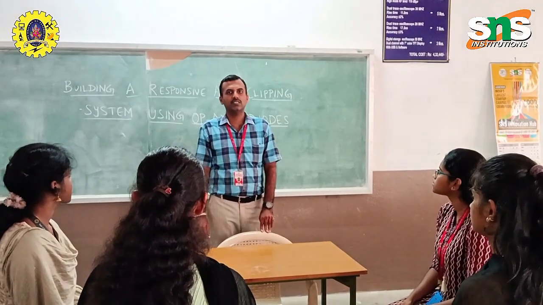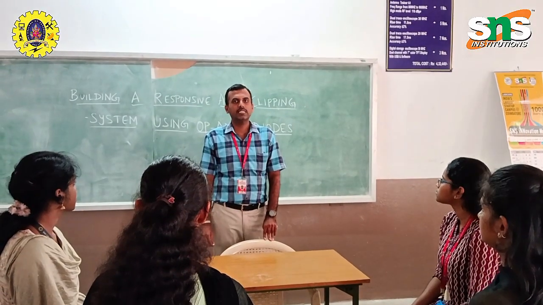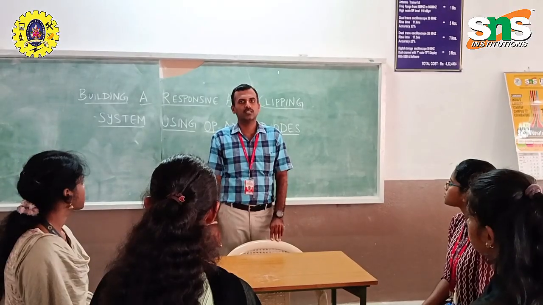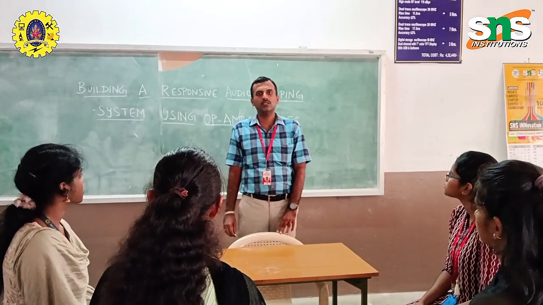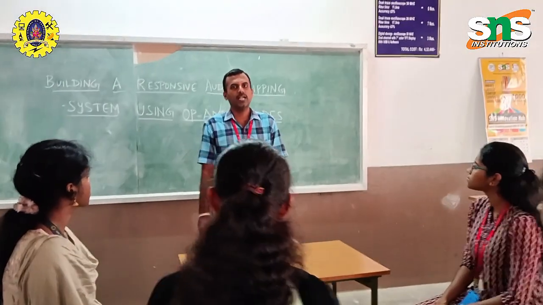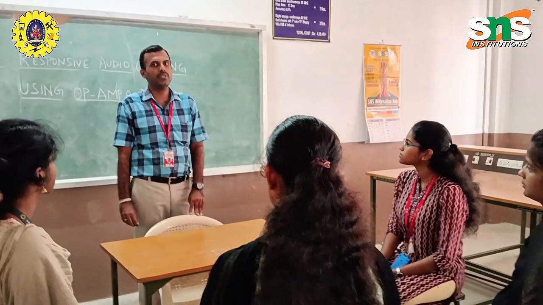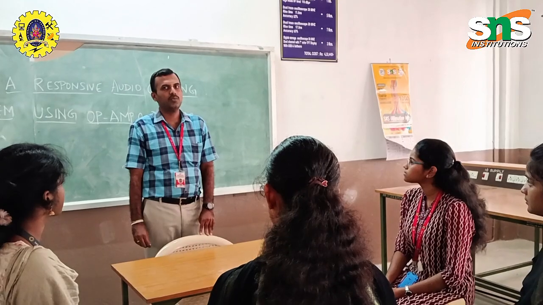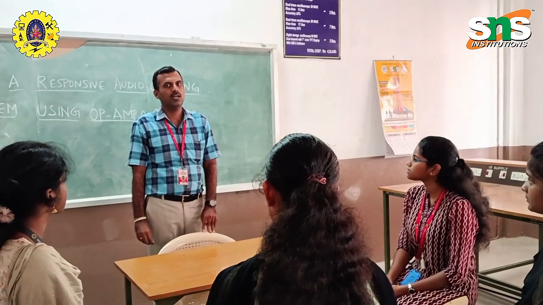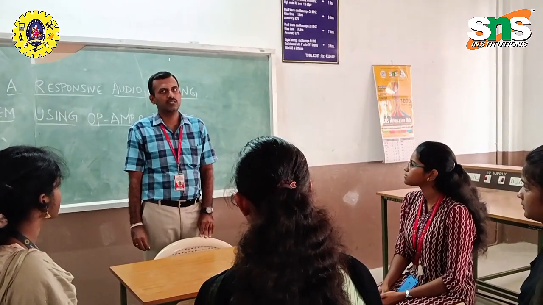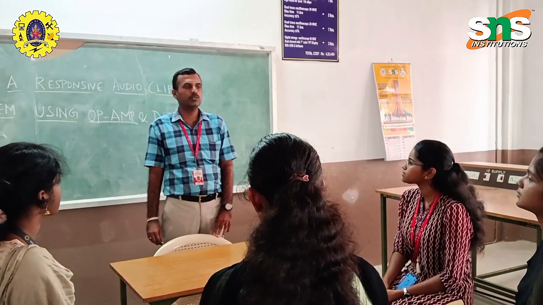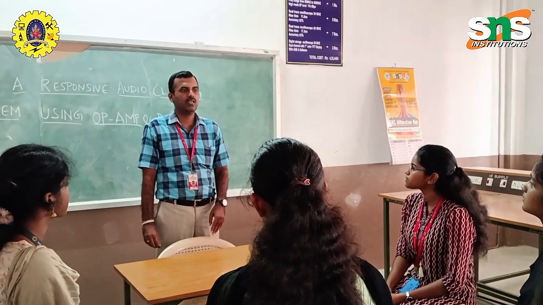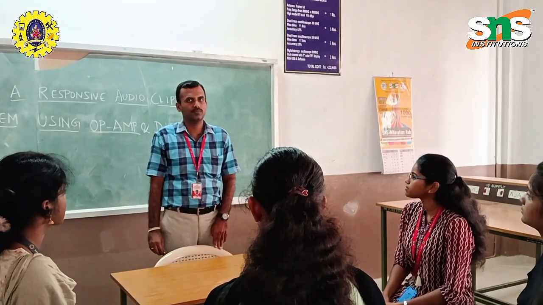Here we are going to see a topic named Building a Responsive Audio Clipping System using Operational Amplifier and Diodes. So here we are going to see a simple and useful electronic circuit named Audio Clipping System, which is using the components of Operational Amplifier and Diodes in order to cut the unwanted high voltages. Here, my students are going to discuss what is the circuit we build and what is the effectiveness we got as a result.